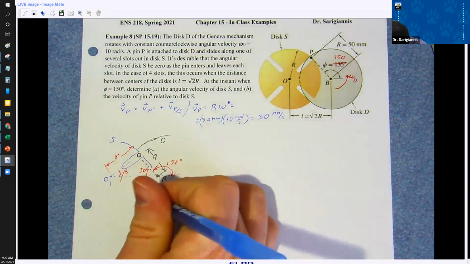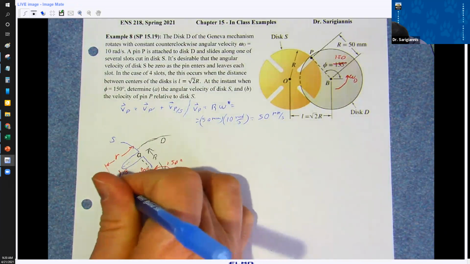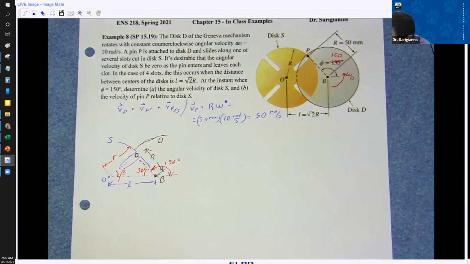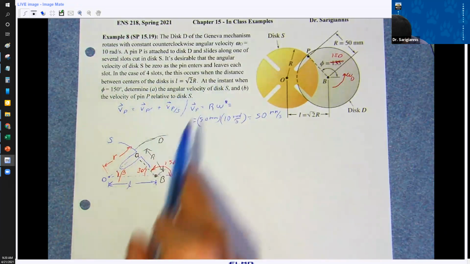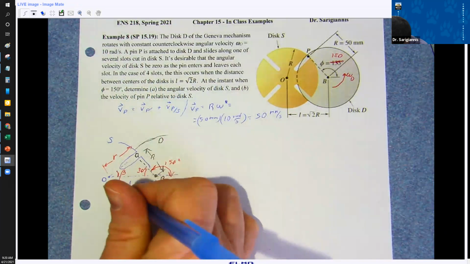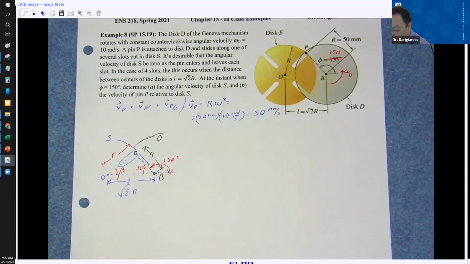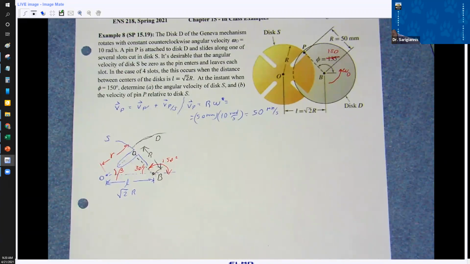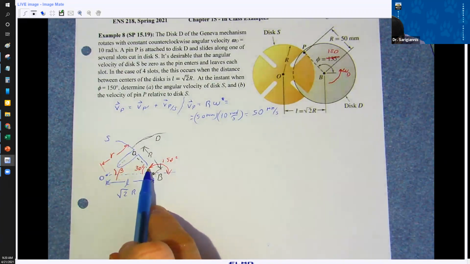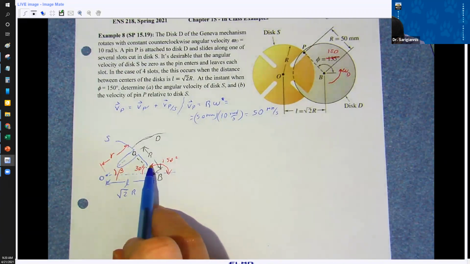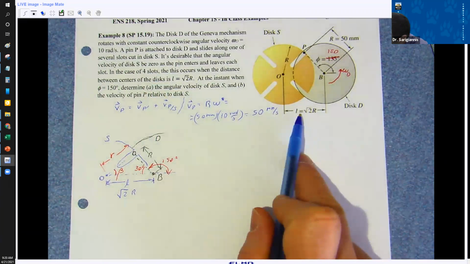This length, L. Right now I'm just trying to get some information. In this case, the pin enters and leaves when the distance between centers of the disks L is square root of 2 R. So this is square root of 2 R. This is what it looks like geometrically. So we have little r, that's big R. Yeah, L. Oh, they did define L here. Okay.